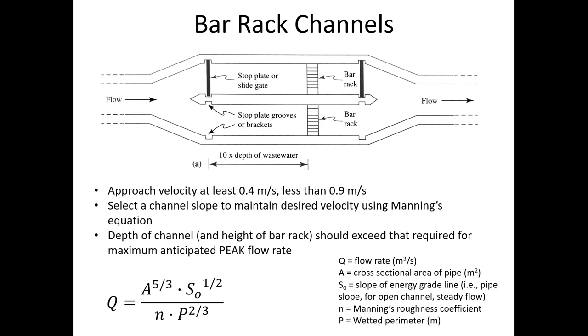Some rules of thumb for the approach channel: the wastewater approaching the bar rack should be at least 0.4 meters per second, but not more than 0.9 meters per second. So that's a pretty narrow range of velocity. The reason it's important to have at least 0.4 meters per second is to keep debris suspended.